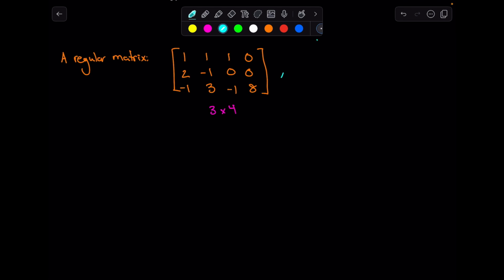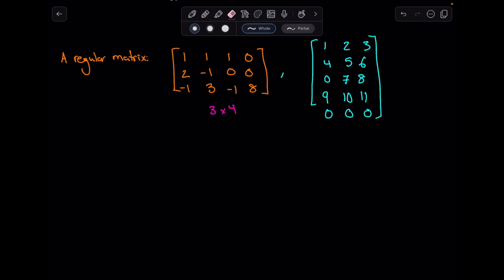Maybe another one we could come up with might be 1, 2, 3, 4, 5, 6, 0, 7, 8, 9, 10, 11. Maybe there's 0, 0, 0 down here, right? We could make one like this. And this one has 1, 2, 3, 4, 5 rows. So this is going to be a 5 by 3 matrix, okay?